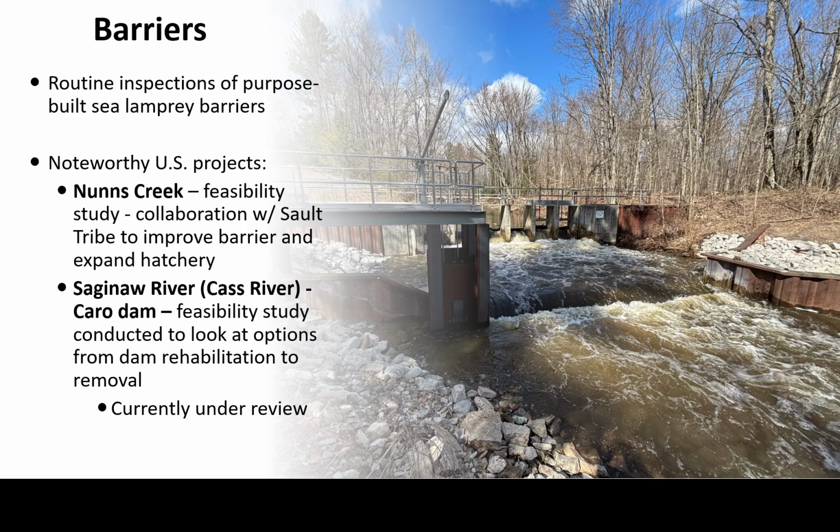So annual inspections of purpose-built sea lamprey barriers are conducted, along with other barriers that were built for other reasons but block lampreys. Some noteworthy barrier projects this last year include collaboration with the Sioux Tribe to improve the barrier and expand the hatchery at Nuns Creek, and a feasibility study that was conducted to look at options for dam rehabilitation to removal of the Caro Dam on the Cass River, which is a tributary to the Saginaw River. The feasibility study results are currently under review by our project partners.